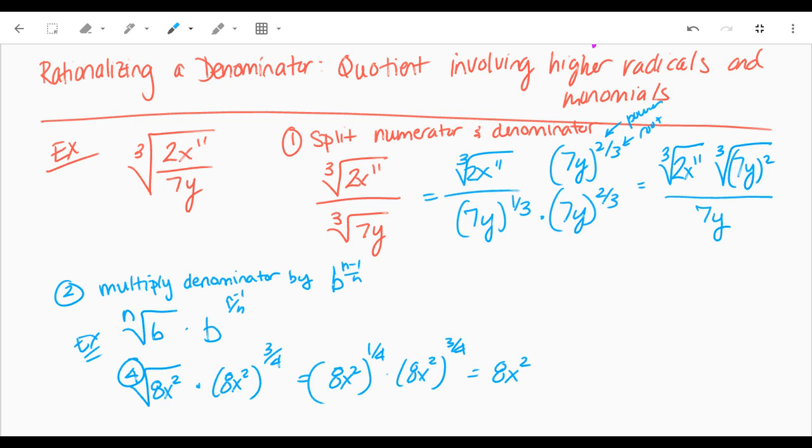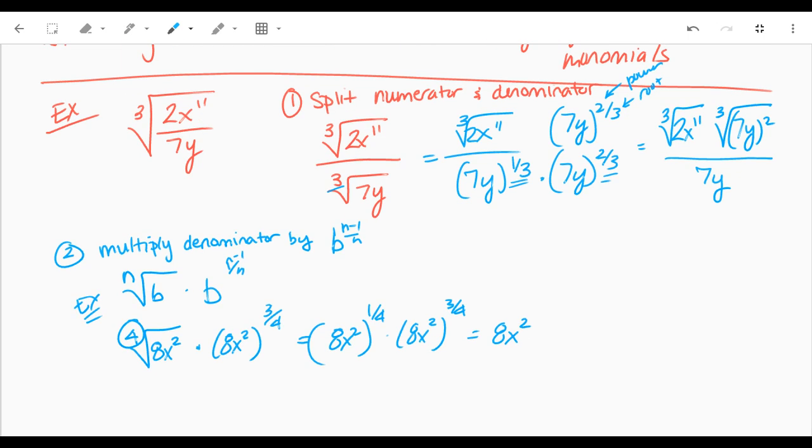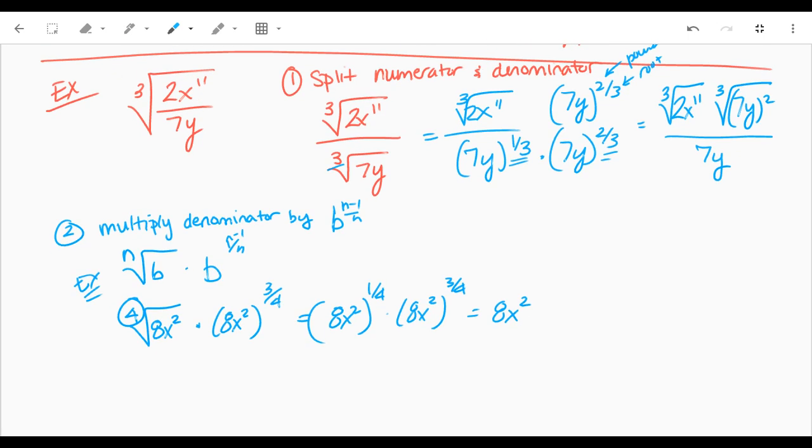Just make sure you're understanding that the cube root can be written as the 1/3 power, and so we're going to multiply by the 2/3 power. We're keeping those rational exponents in the denominator, but in the numerator, we're going to convert to the root and the power. So that's kind of a big first step. Once you figure that out, the rest isn't so bad.